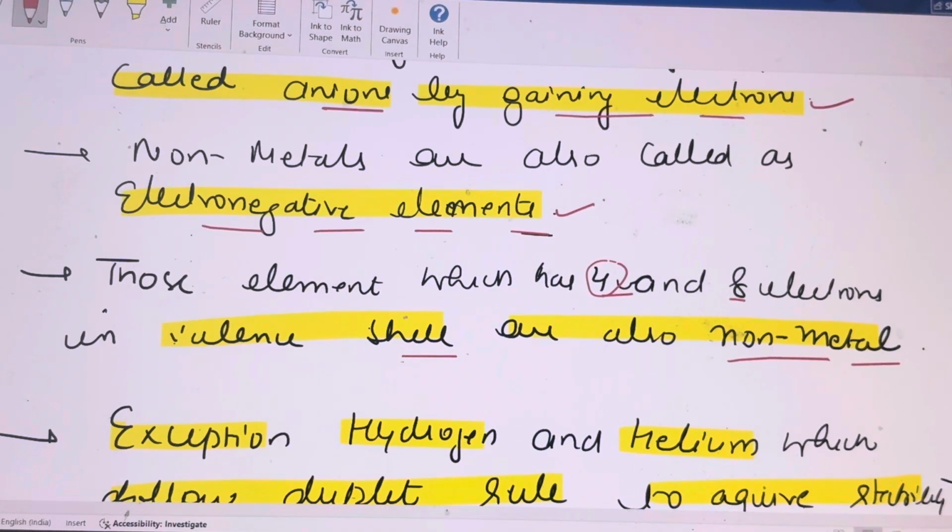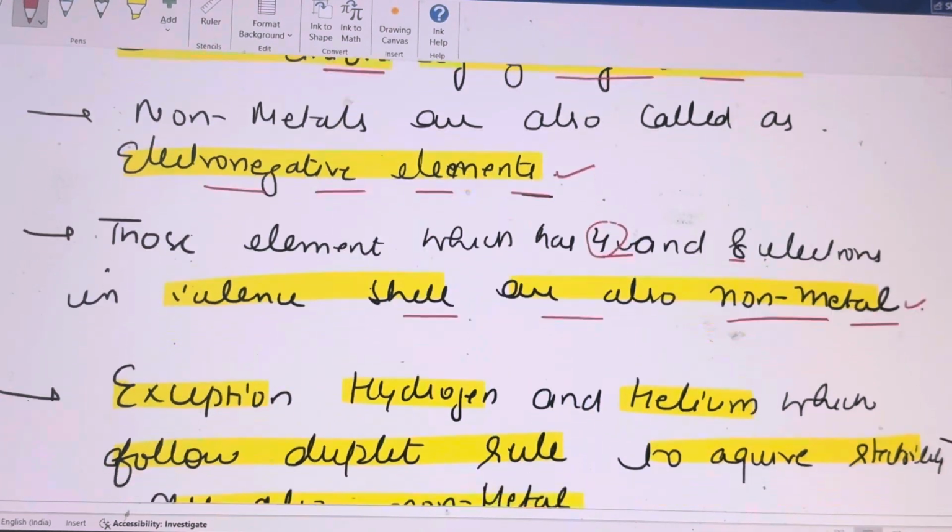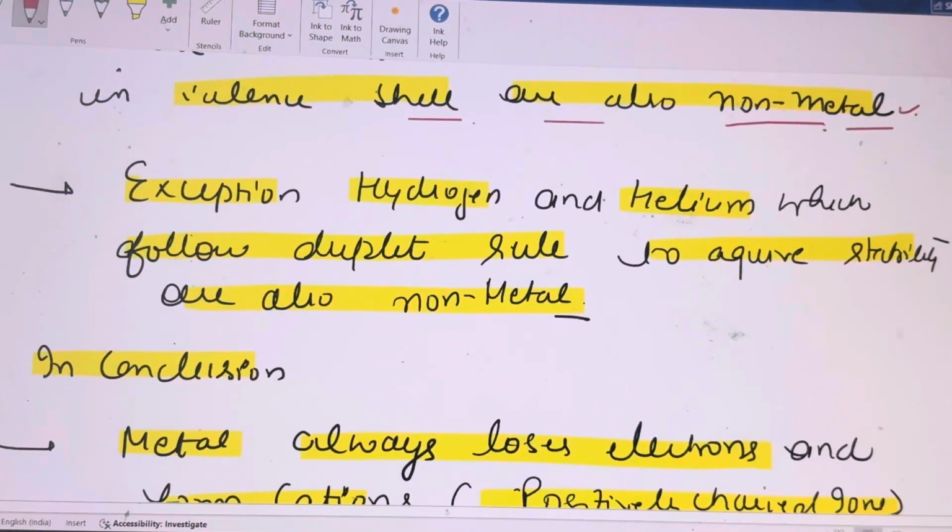And those elements which have 4 or 8 electrons in the valence shell are also categorized as non-metals, students. The exception is hydrogen and helium, which follow the duplet rule to acquire stability. They are also considered non-metals.